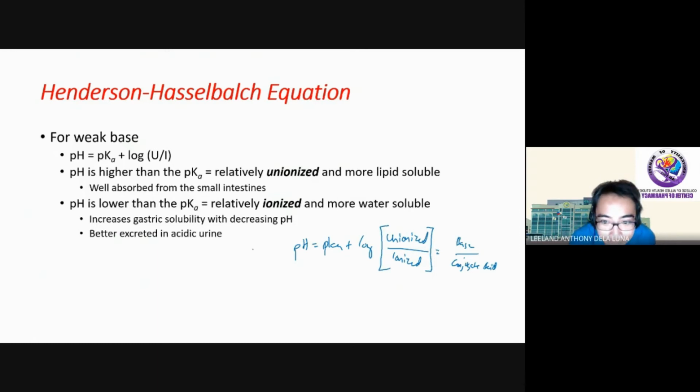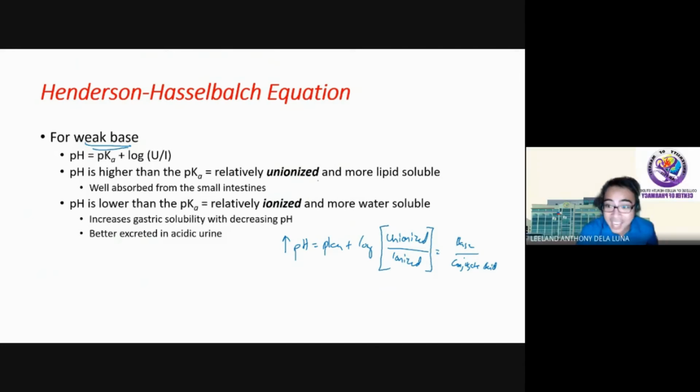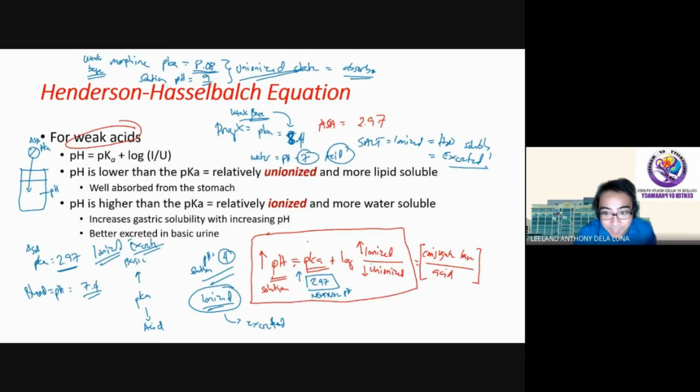Kasi tingnan nyo to ha, pag tinaasan ko ang pH, magiging acid or base? Base po. Basic. Ano ang gamot ko? Weak base. So base ang solution ko, base din yung gamot ko, sino magdodominate? Ano mangyayari sa kanya? Unionized. Very good. Kaya nasa numerator si unionized. Kanina si acids, sino nasa numerator niya? Ionized. Kasi habang nagiging more basic ang solution, yung gamot ko mas mag-i-exist in its ionized state. Okay? Kasi base, acid, ionized. Kaya sa numerator si ionized.